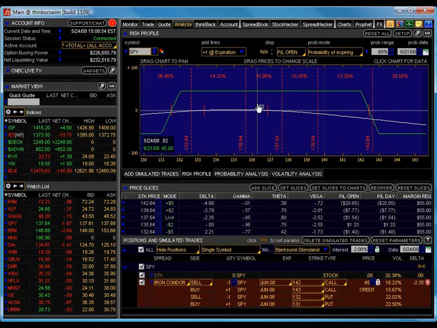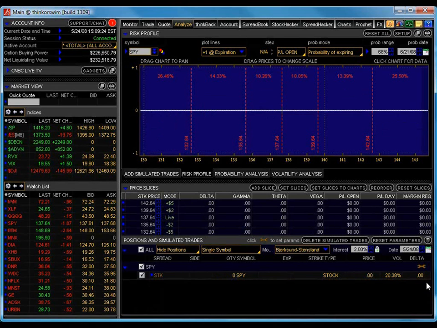What is the difference between an iron condor and a calendar? Well, instead of all of your positions being in the same month, a calendar is just what the name says. What you're doing is selling an option in one month, and instead of buying an option in the same month to protect it, you're buying an option in a different month to protect the sale of that option. Let's take a look and see exactly what that means.